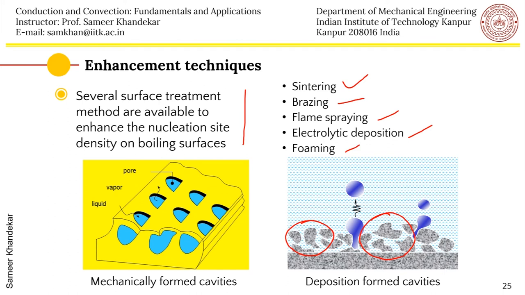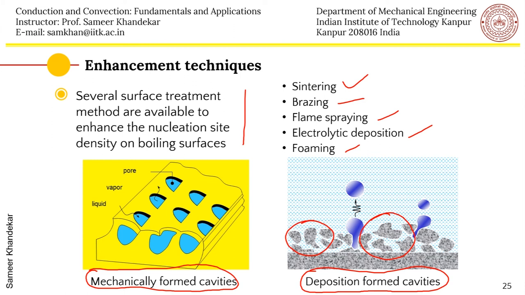So what is done is that enhanced tubes are manufactured like this, in which they have re-entrant cavities. So what are re-entrant cavities? They are like the type of schematic which is shown here, because most naturally occurring sites are not re-entrant. In a re-entrant cavity, the interface curvature reverses when the liquid penetrates the mouth of the cavity.